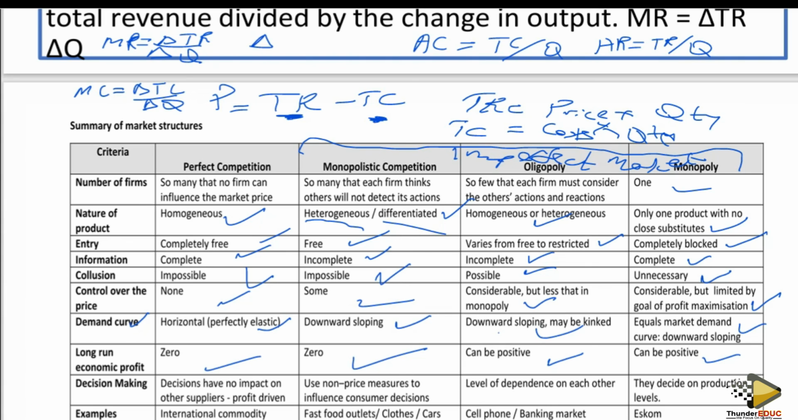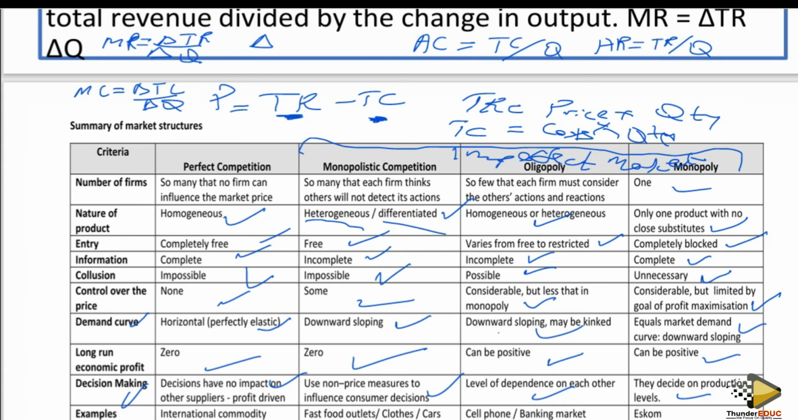So now we have decision making. Under fair competition, decisions have no impact on other suppliers. This is because it is profit driven. Then we also have monopolistic competition, where firms use price measures to influence consumers' decisions, and then under oligopoly you have the level of dependency on each other, and under monopoly they decide on production levels.